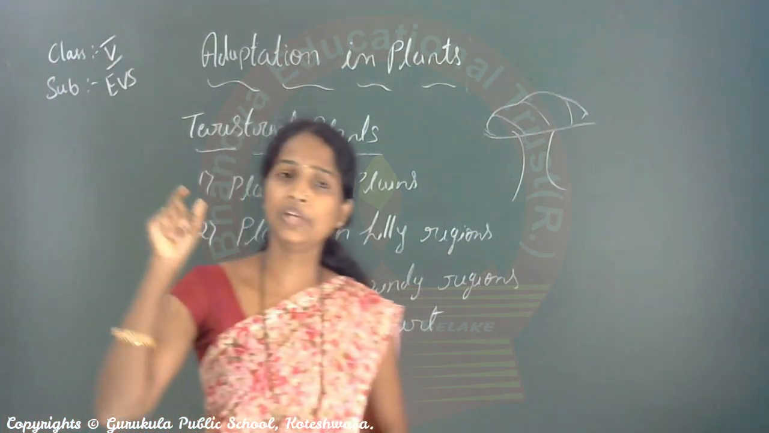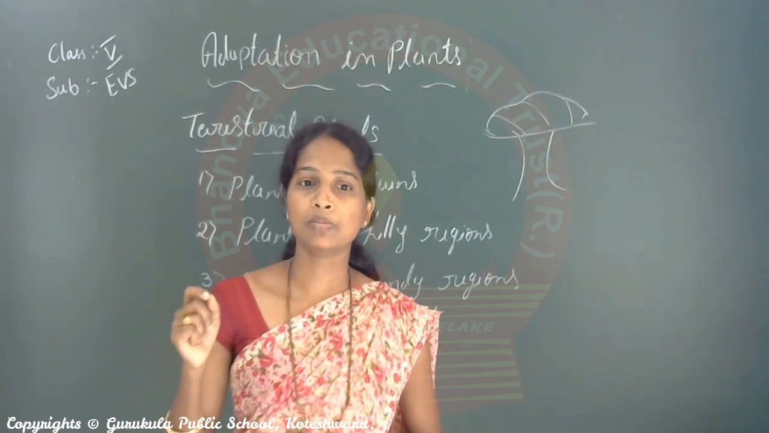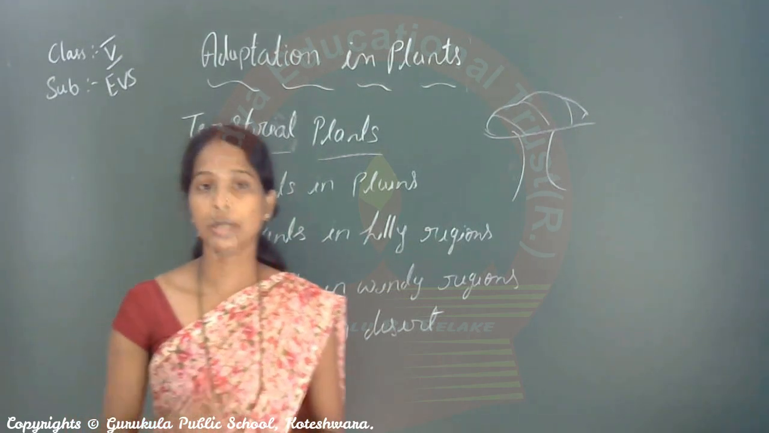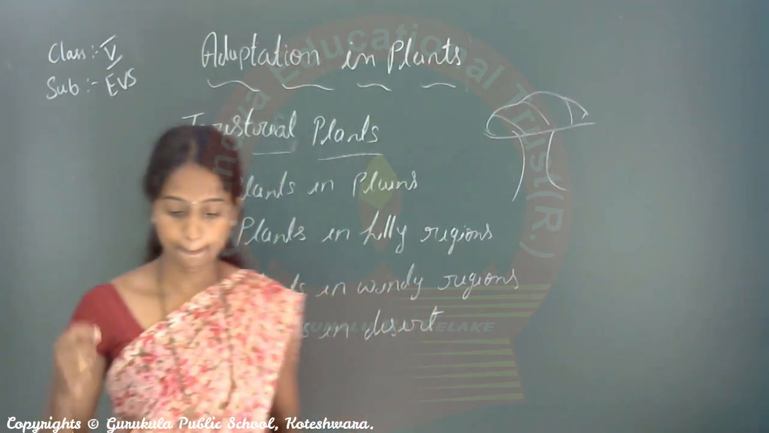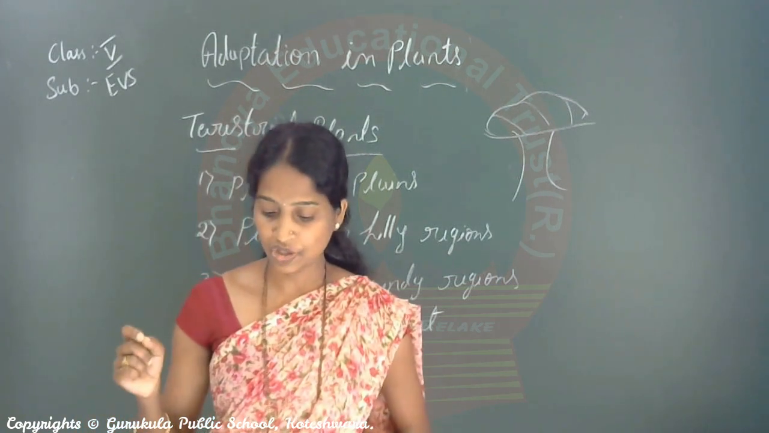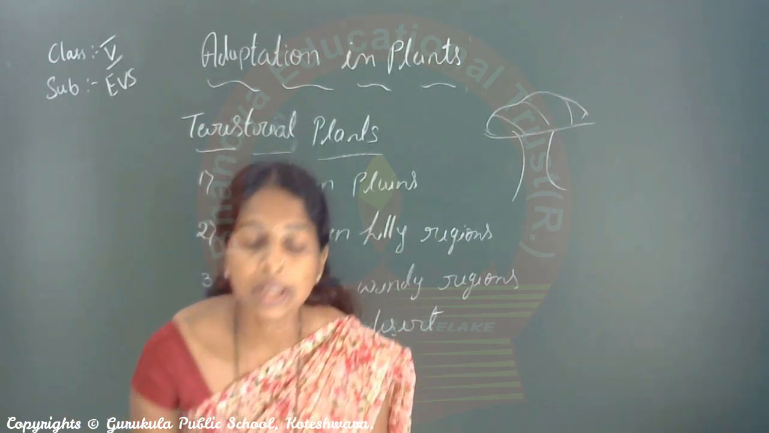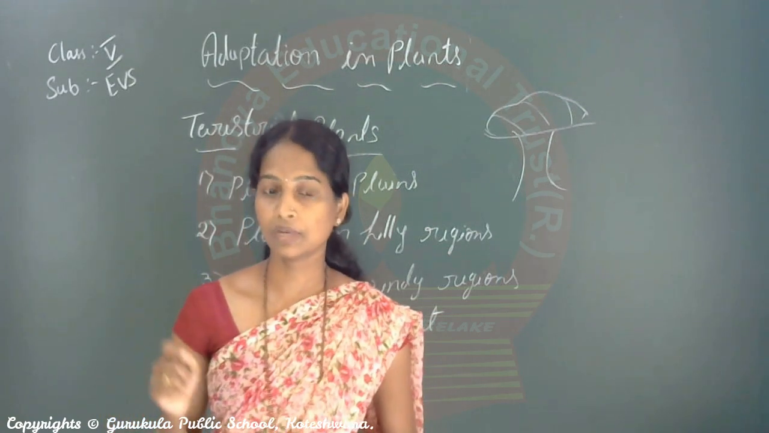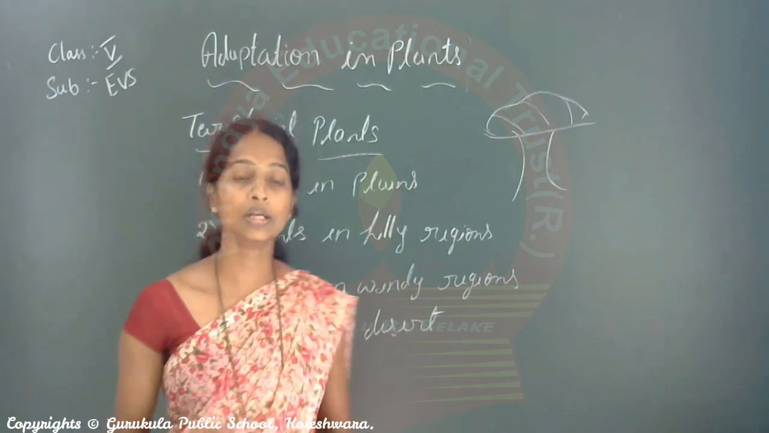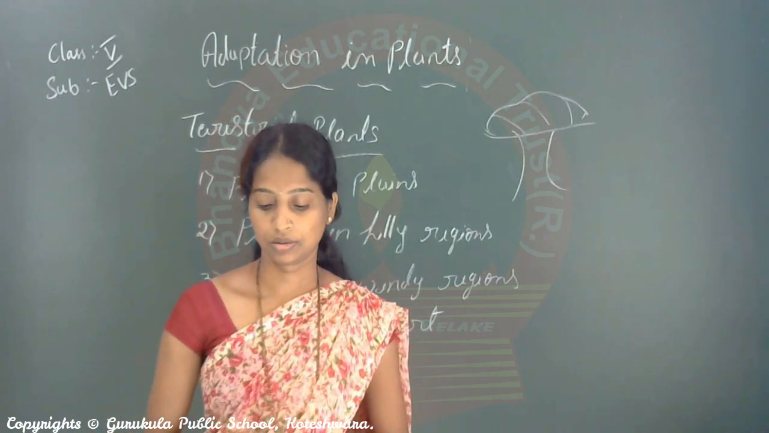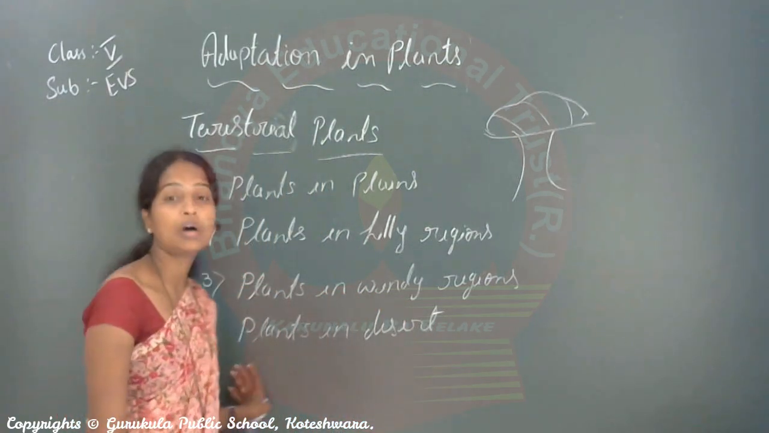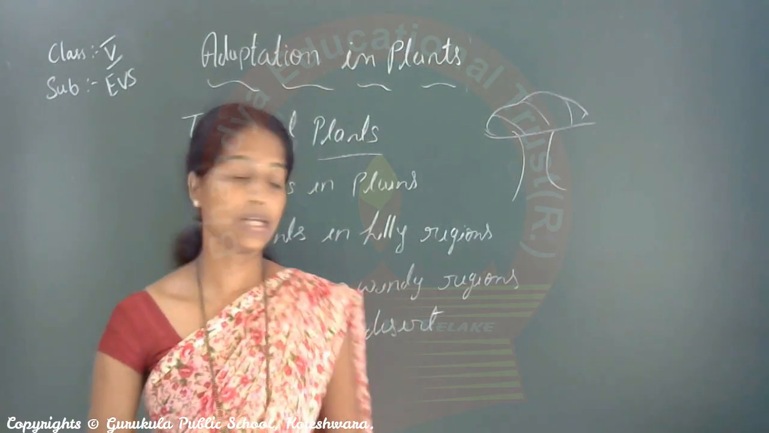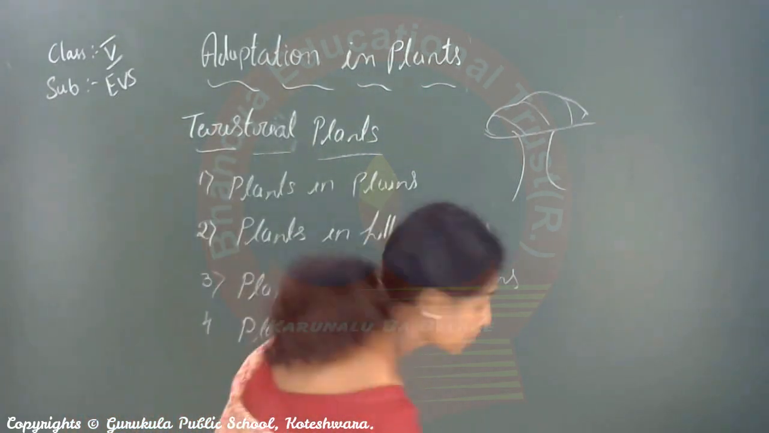And the root system of the desert plant is well developed. It can reach the water. The root system of the desert plant can reach the water. The desert plants are called xerophytes.